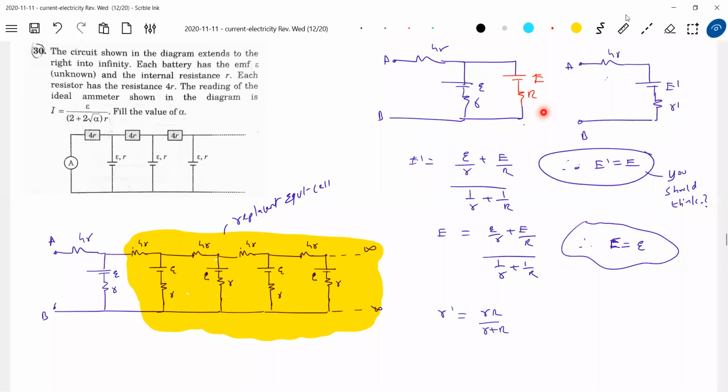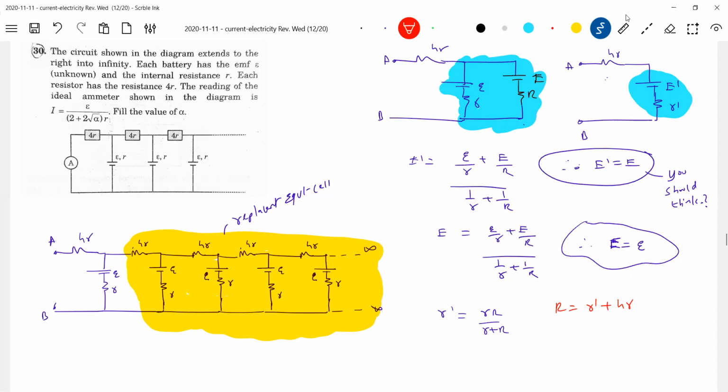Grouping of cells we are using. I think I'll do one thing. Again, they're asking, sir, on what basis? So everything we are using is grouping of cells, and I'm replacing it with a. So definitely, shall I write R dash equal to this much? What is the total resistance R? That R should be equal to R dash plus 4R.